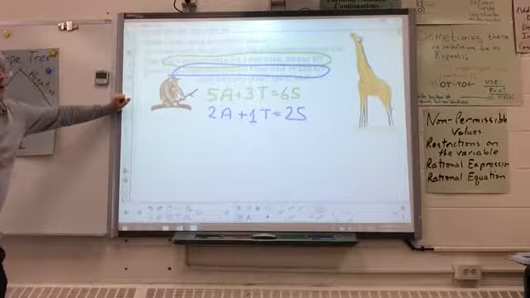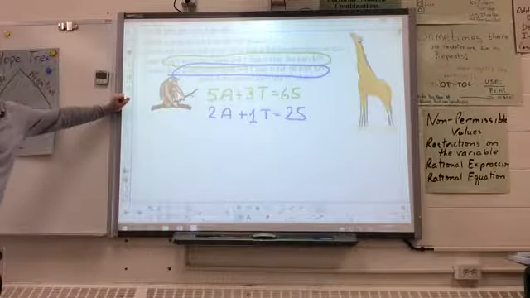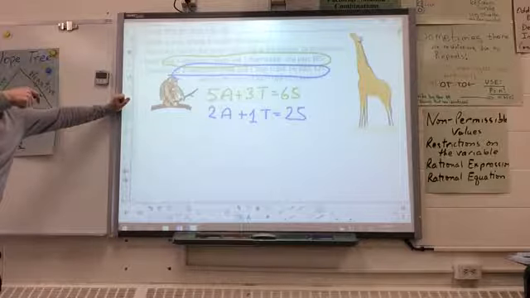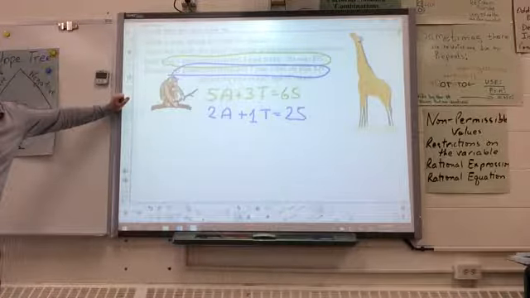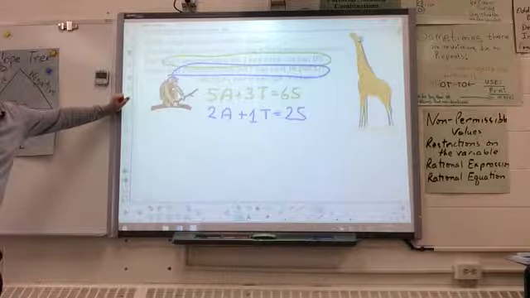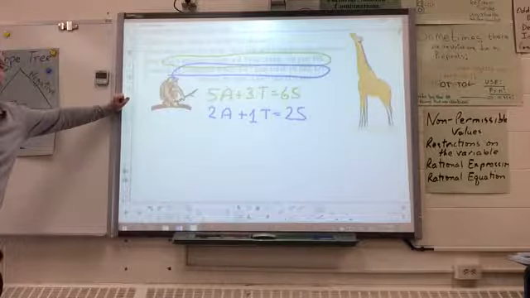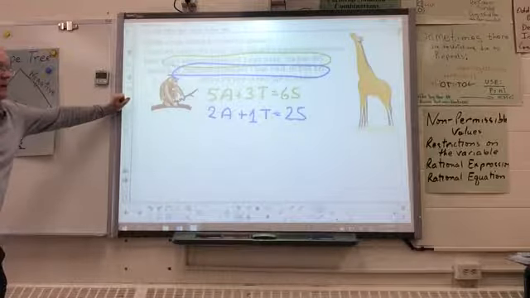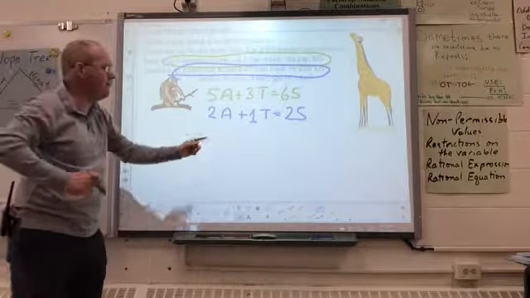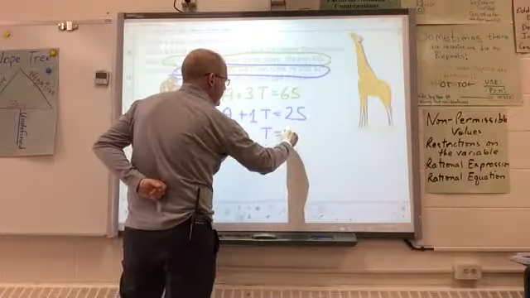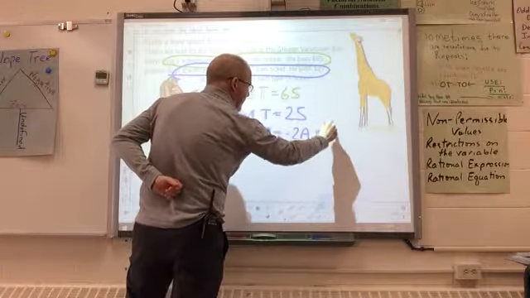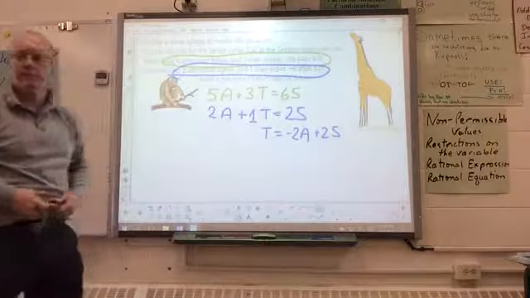Now, the idea here, both of you copy out these equations. Show me. Do I have to do the 2 instead? You should do the plus 1t. I would rearrange this to t equals minus 2a plus 25. That's the way I do it.